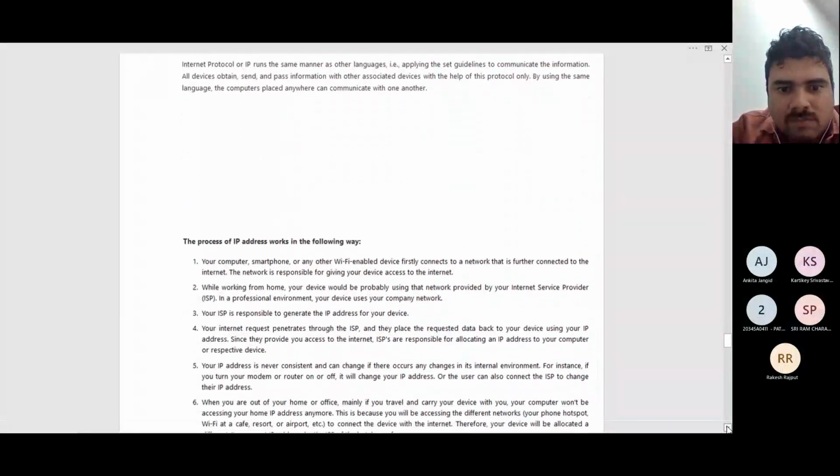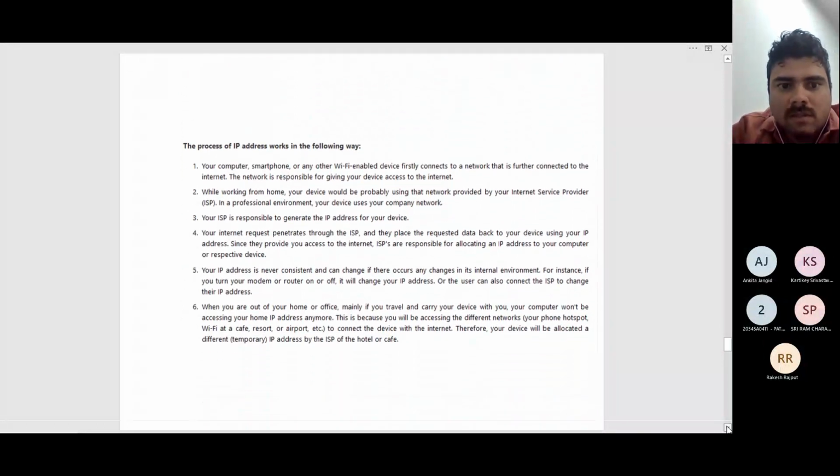The process of IP address works in the following way. First, your computer, smartphone, and any other Wi-Fi enabled device connect to a network that is further connected to the internet. The network is responsible for giving your device access to the internet. Second, while working from home, your device will probably be using the network provided by your internet service provider, ISP. In a professional environment, your device uses your company network. That is also used for IP addresses.